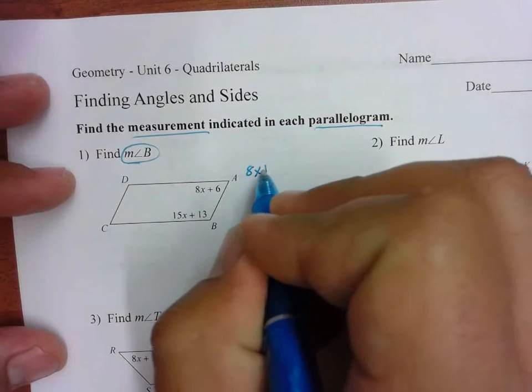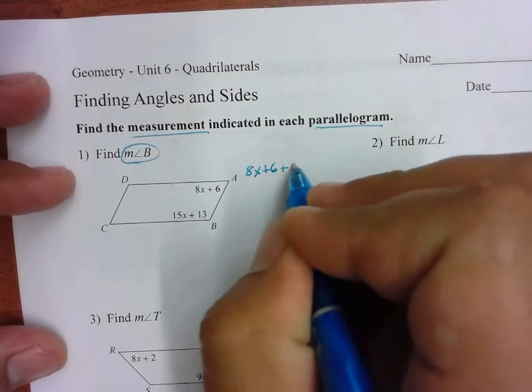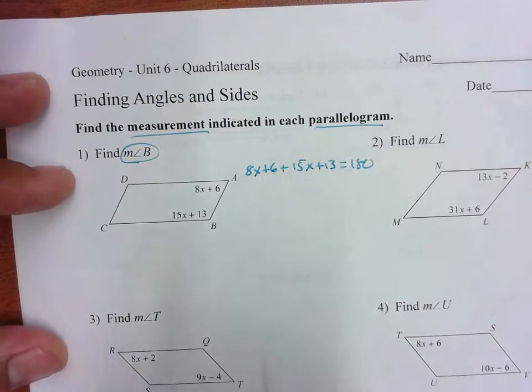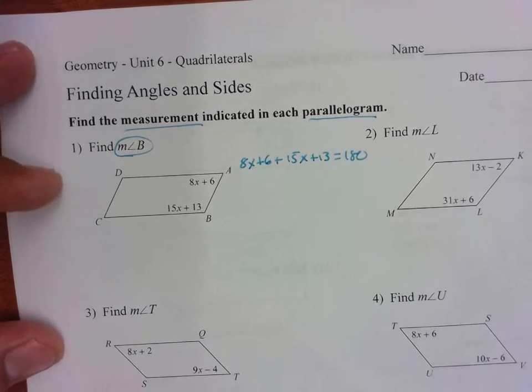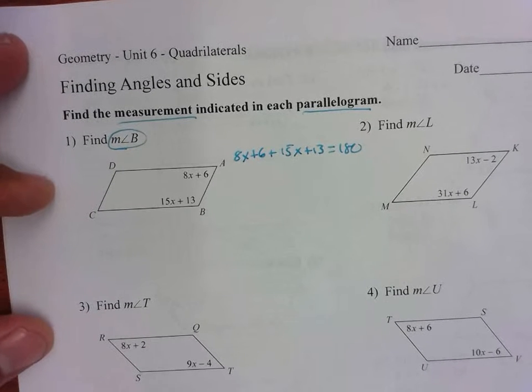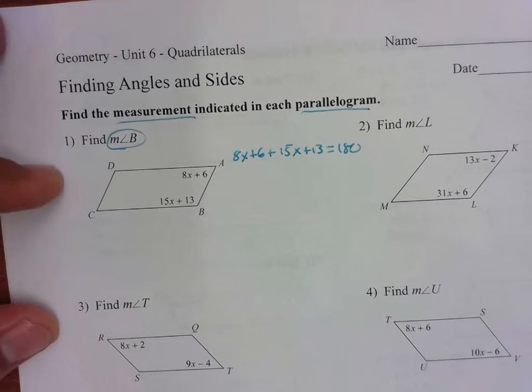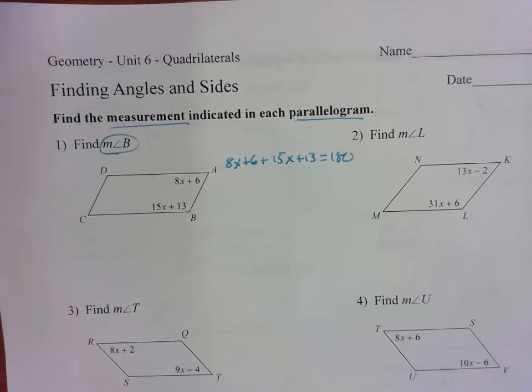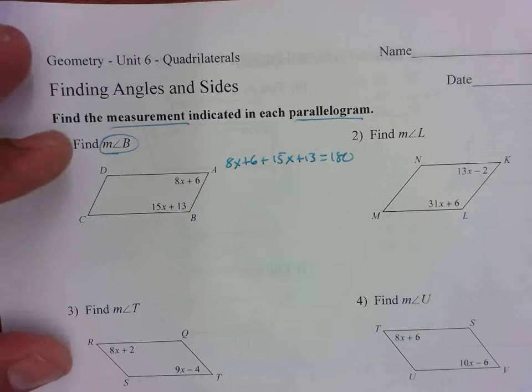So 8x plus 6 plus 15x plus 13 equals 180. Consecutive angles in a parallelogram are supplementary. Ninety-nine percent of the stuff in this class on your EOC is either supplementary or congruent. You either add it and set it equal to 180 or you set it equal to each other. This is why you have to know the properties.